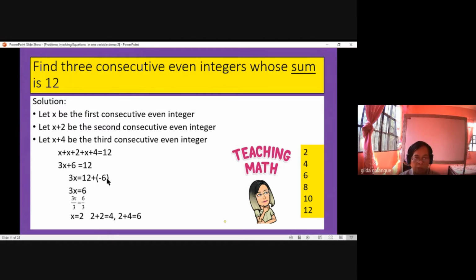3x equals 12 plus negative 6. 12 plus negative 6 is 6. 3x equals 6. Dividing both sides of the equation by 3, x equals 2.